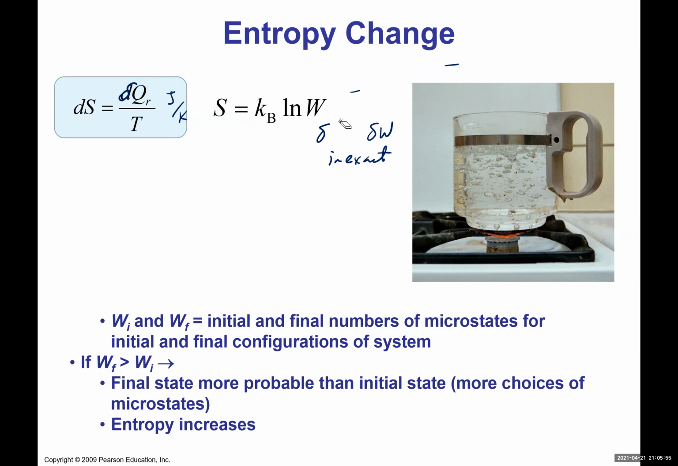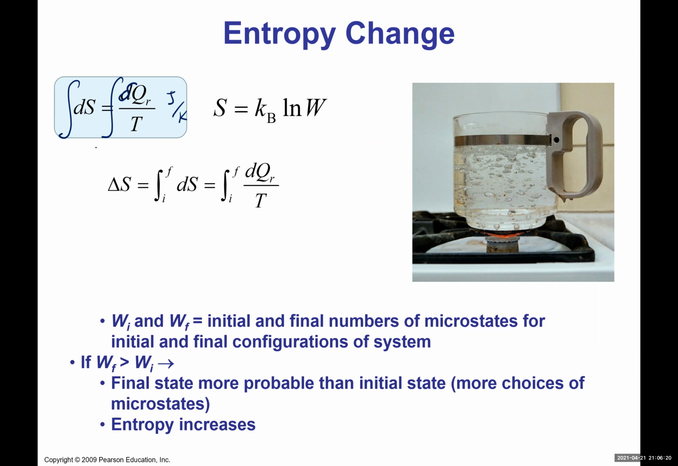Now, in terms of relating this to the other equation, the entropy equals the Boltzmann constant times ln of W, where again, W is the number of microstates. So from here, we can say delta S, that means if I integrate both sides of the equation, the left side, remember it's an exact differential, so what I get here is just delta S. On the right side, what I have is an inexact differential technically, so the integral of dq_r over T, again from initial to final.